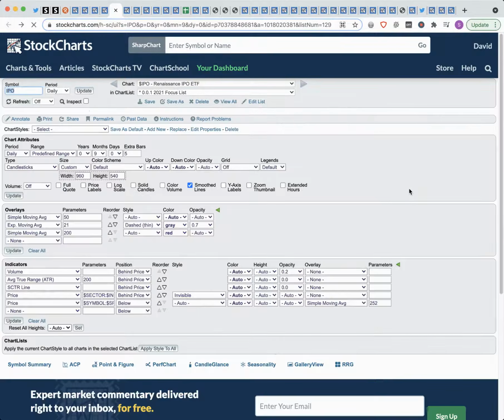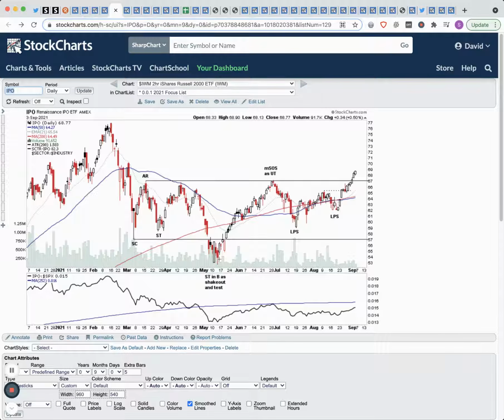So if we go back to the daily chart on this, I've marked it up with the Wyckoff markup. So this is a selling climax, an automatic rally and a secondary test. So that's your phase A area. Then we had a phase B testing phase, where we had a little shakeout and test in phase B as it made a sign of weakness in here.